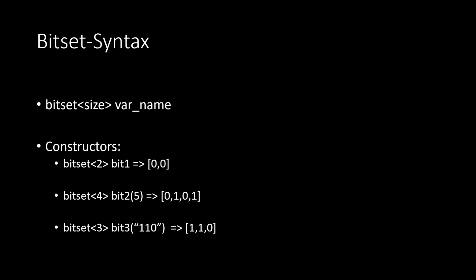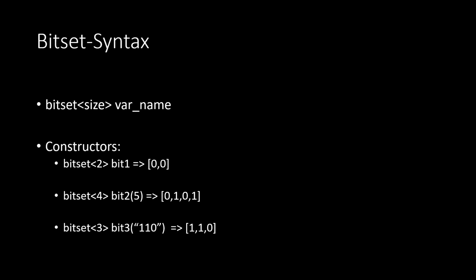So let's see the syntax. First you give the class name, bitset. Next, within the angle brackets, we specify the size, that is, how many bits of length this bitset should have. Next is the variable name. This size must be a constant, which means this size cannot be a variable.